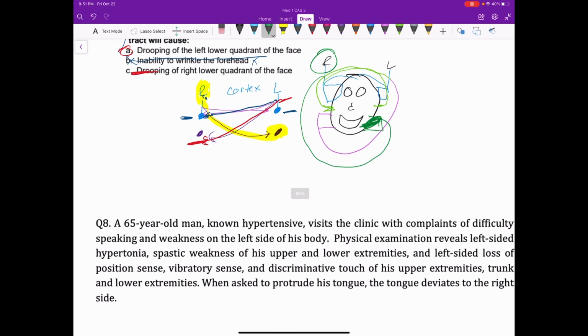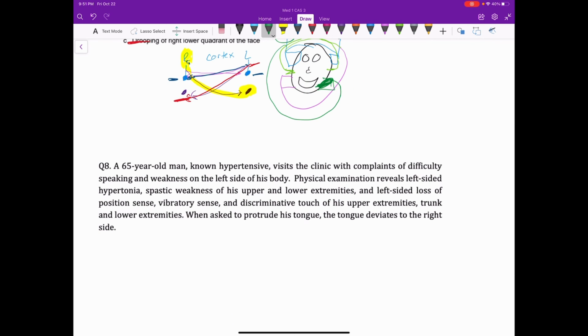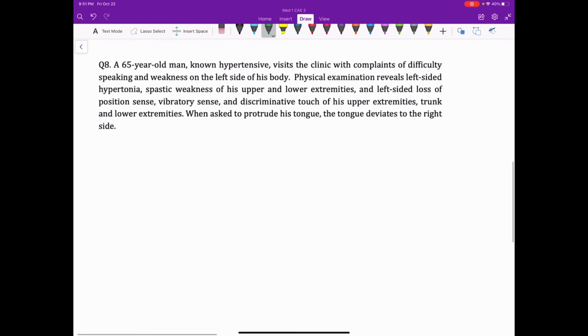Okay, here we go. We want to do one more question. This is a long one. A 65-year-old man, known hypertensive, visits the clinic with complaints of difficulty speaking and weakness on the left side of his body. Physical examination reveals left-sided hypertonia, spastic weakness, so we're going to underline that, of his upper and lower extremities, and left-sided loss of position sense, vibratory sense, and discriminative touch of his upper extremities, trunk, and lower extremities. Holy crap. When asked to protrude his tongue, so something we know, the tongue deviates to the right side. Okay, so we know that.